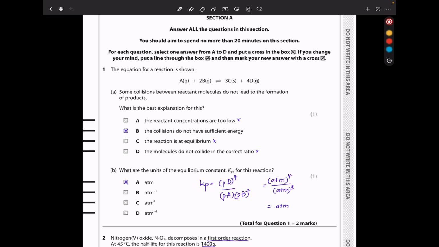Some collisions between reactant molecules do not lead to formation of products. What is the best explanation for this? Among the answers given here, the collisions do not have sufficient energy. Of course, we know for reactions to occur, collisions should occur with sufficient energy as well as the right orientation, but since orientation is not included here, the correct answer should be B.